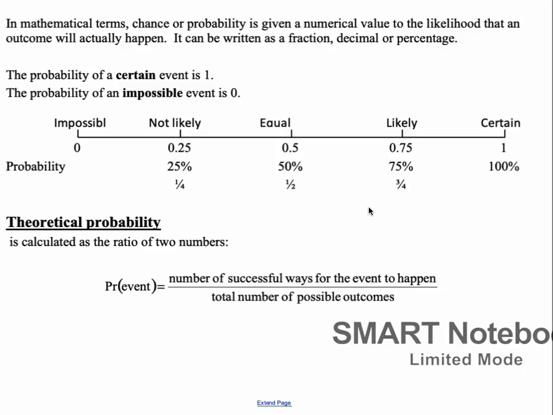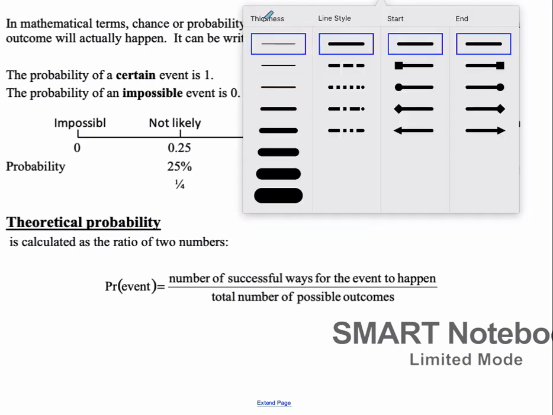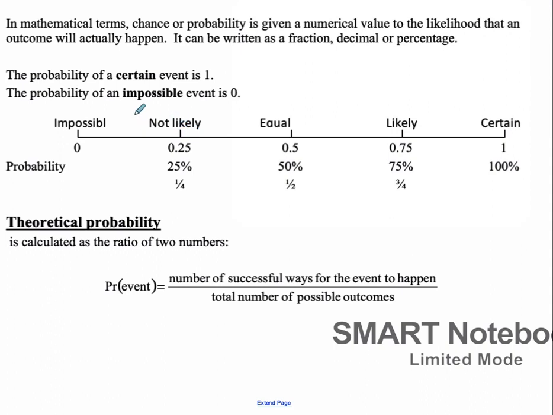Hello, this is Mr. Collier, and today we're doing some probabilities with some single and combined events. Here's just a number line of all the different possible probabilities. The probability has to be between 0 and 1, between 0% and 100%, obviously.